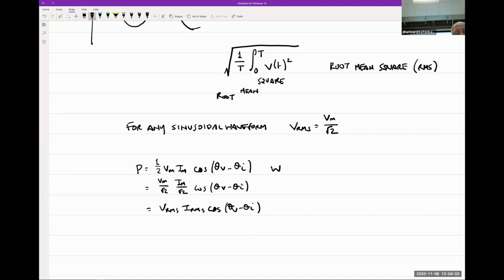We even go further and say that this angle, theta V minus theta I, we do it so often, finding the voltage minus the current phase angle, that we give it a name. We call it theta P, which is the power angle. And so this equation shrinks down even more to V_RMS, I_RMS, cosine theta P.